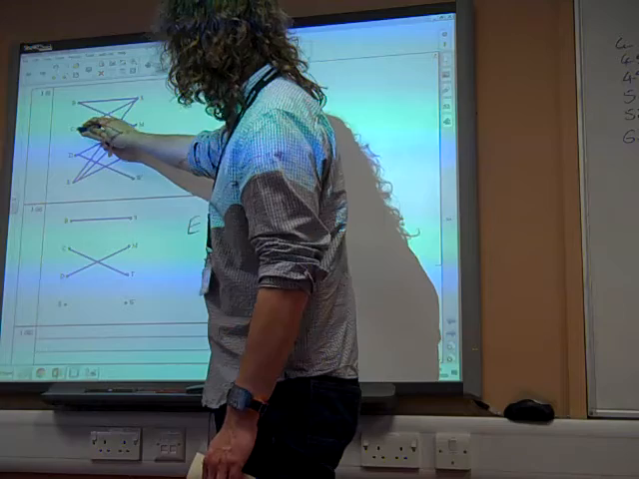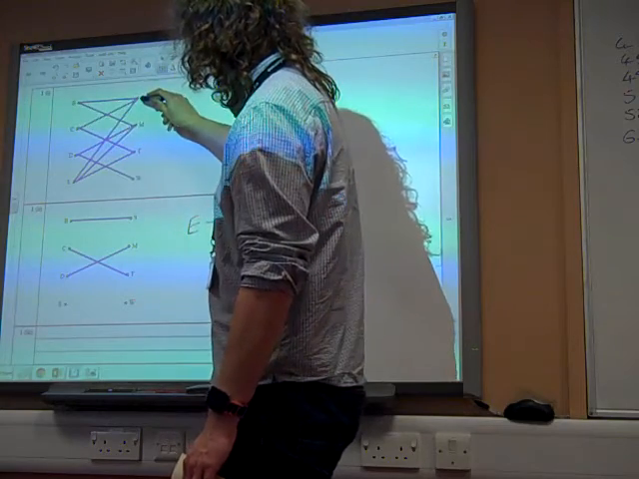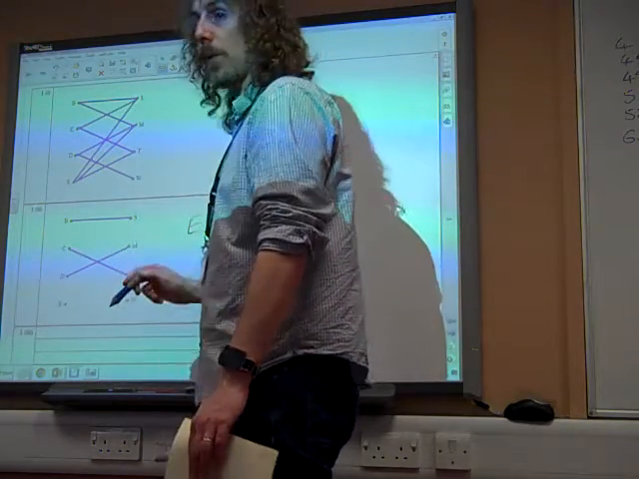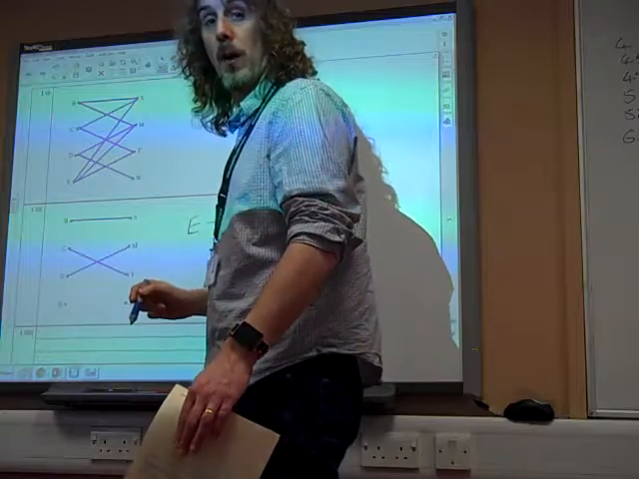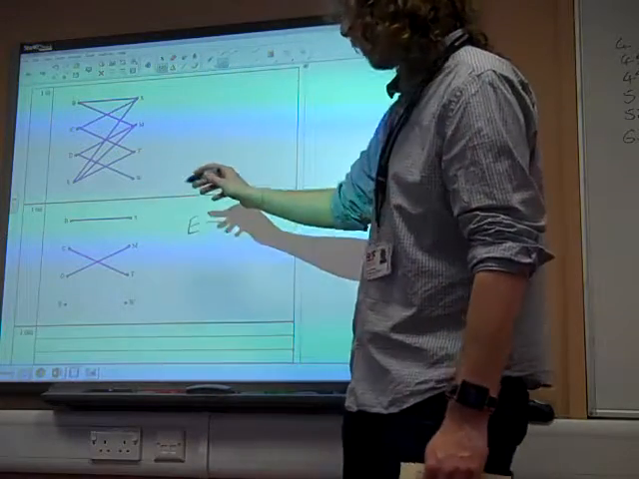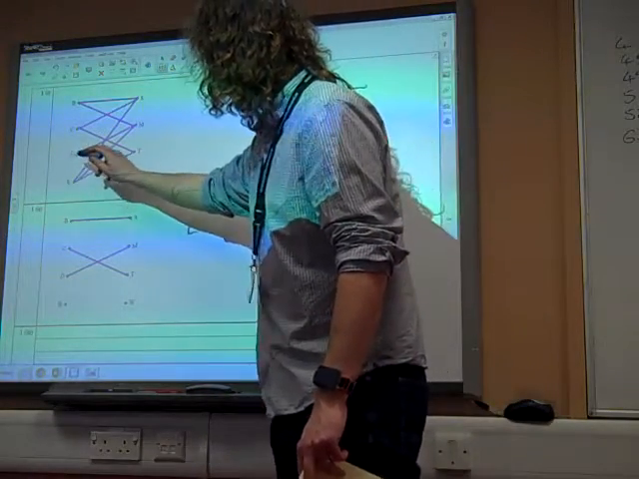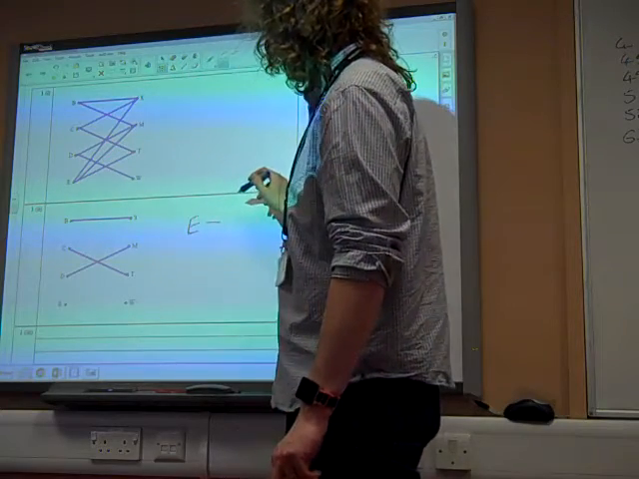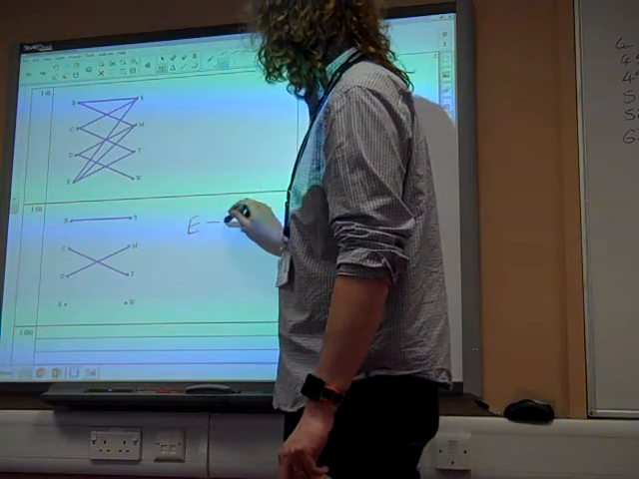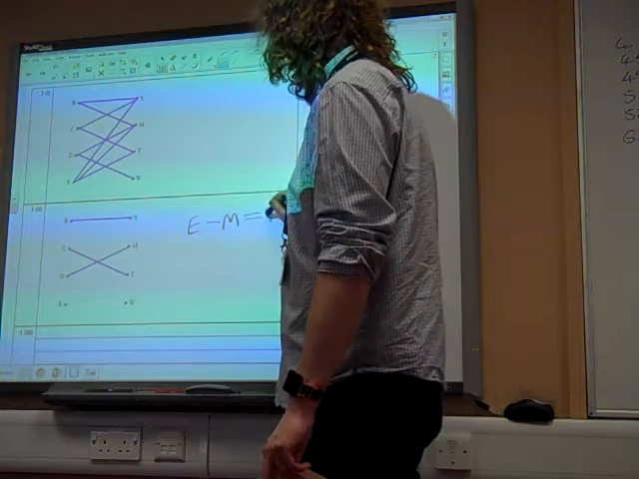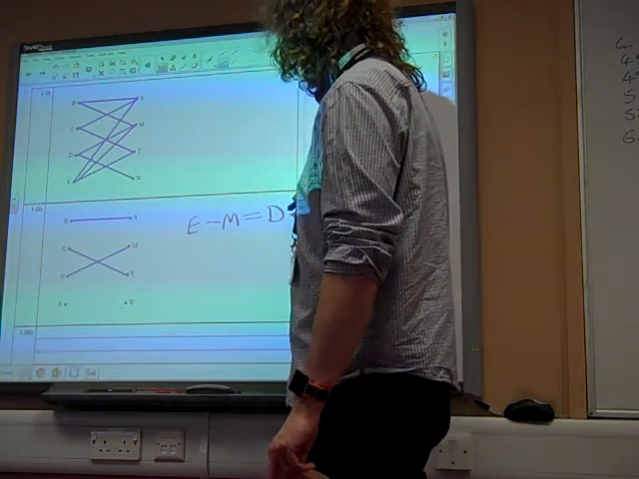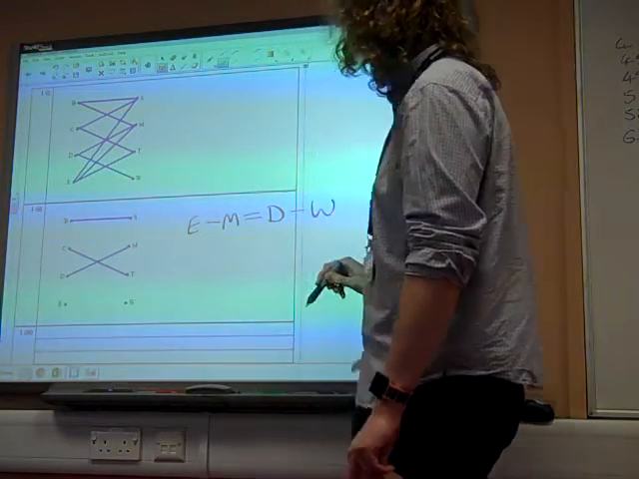T would take us to C. C could also be connected to S. That's got us into another long path. So the shortest path, the only one that is really quite short here, is if we go from E to, which one did I just say it was? M. M currently connected to D. D could also be connected to W. There's our breakthrough.